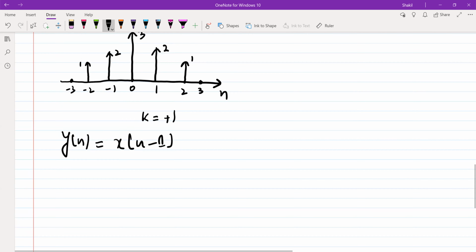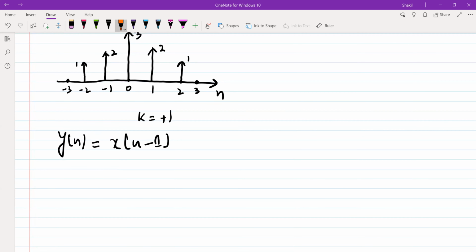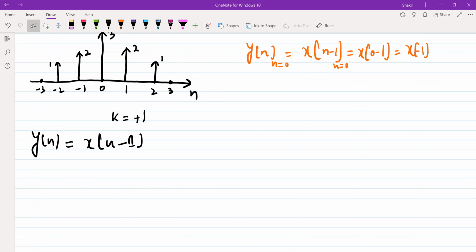So let's see what is my y of n. To calculate the values of y of n for different values of n, I'm going to simply write it here. y of n when n is equal to 0 is simply x of n minus 1. Put n equal to 0, this gives us 0 minus 1, that is simply x of minus 1. And the value of x of minus 1 is 2, that you can check from here.